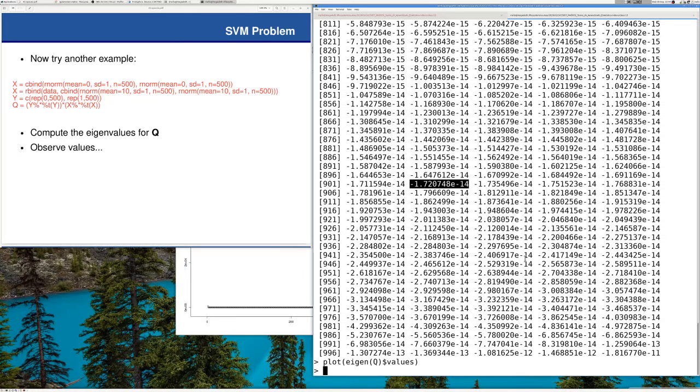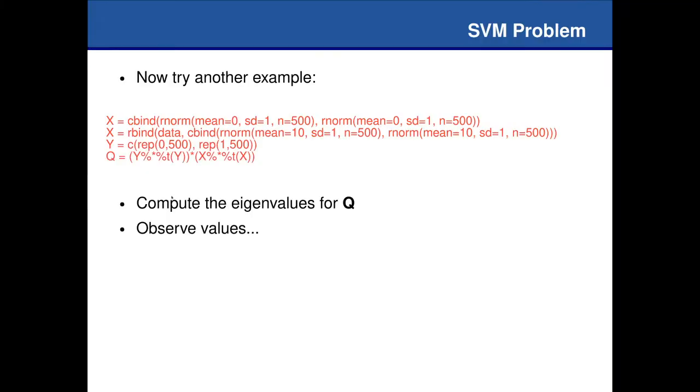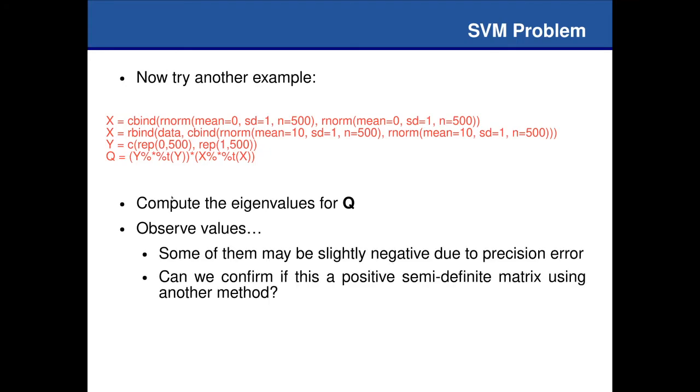Those particular negative values very close to 0 happen just because we've got some numerical error when we compute the eigenfunction. So there is a numerical error. Okay? So it is interesting to observe this. Very interesting. So some of them may be slightly negative due to the precision error in the computation of our eigenfunction.